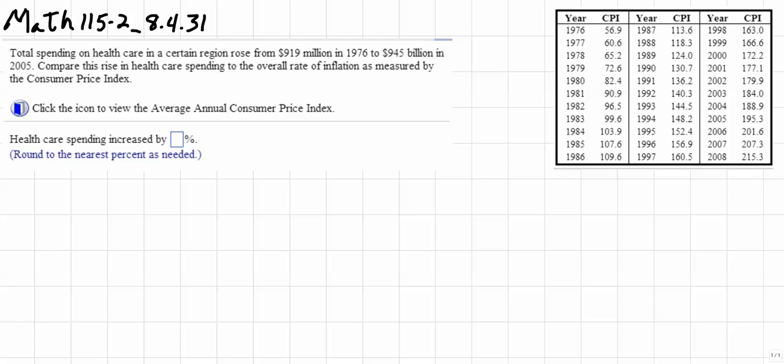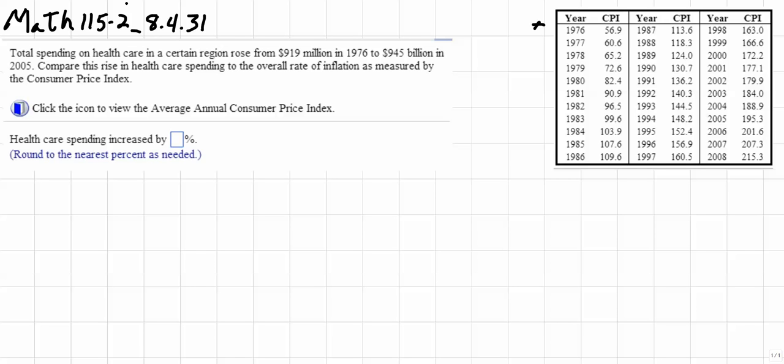Total spending on healthcare in a certain region rose from $919 million in 1976 to $945 billion in 2005. Compare this rise in healthcare spending to the overall rate of inflation as measured by the Consumer Price Index. Then we have this icon that you're going to click, and that will bring up this table right over here. And the first question is, healthcare spending increased by what percent?